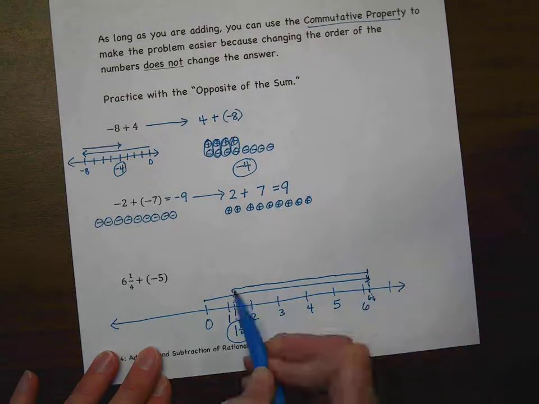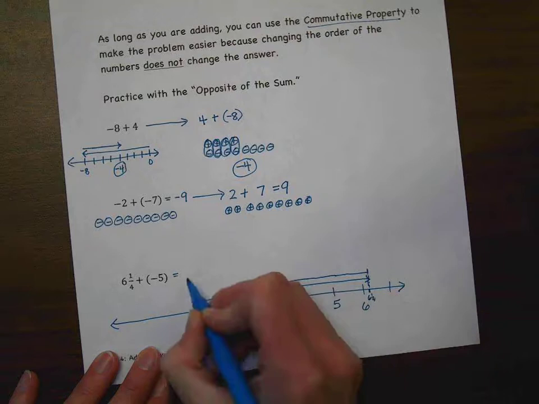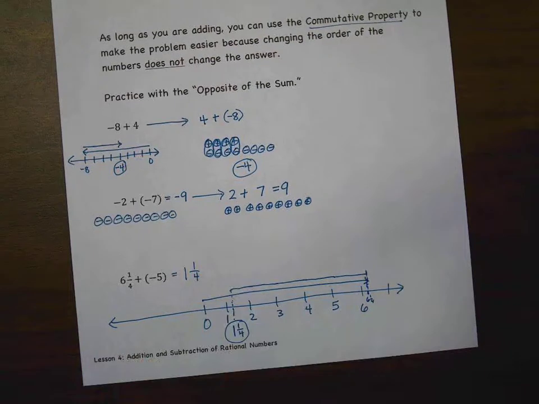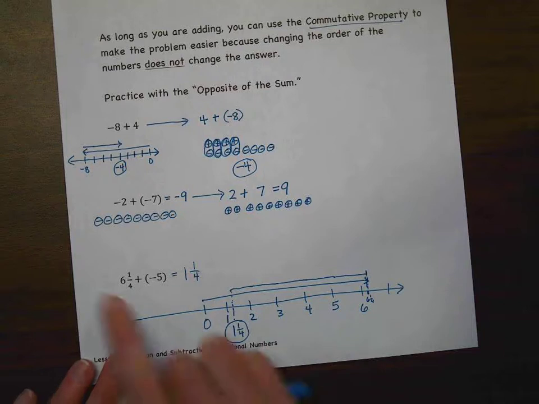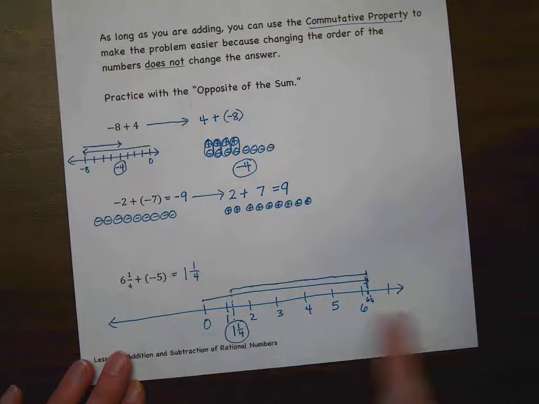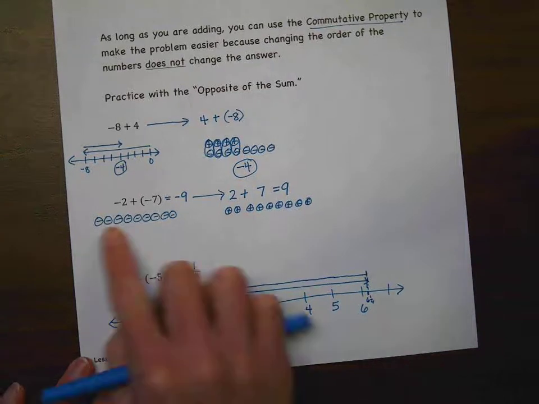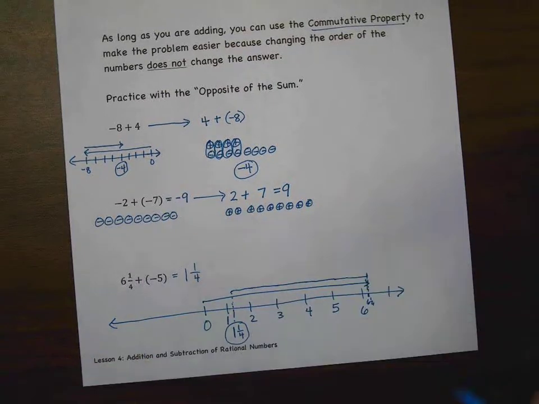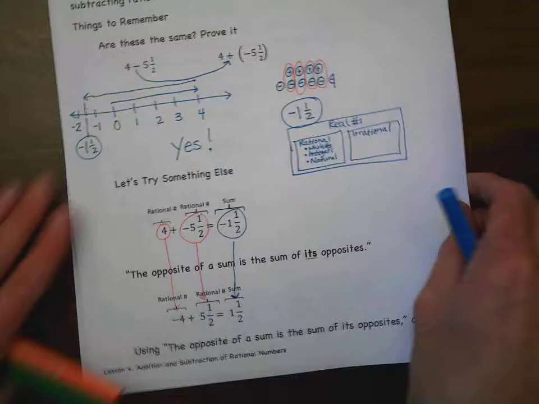Okay? And so if you have 6 1/4 and you're taking away 5 of them, then the answer that you would get is 1 1/4. Okay? So again, whenever I am using fractions, it's a lot easier to draw the number line, and when I'm using integers, it's a lot easier to use the chip model, just depending on which one you prefer.